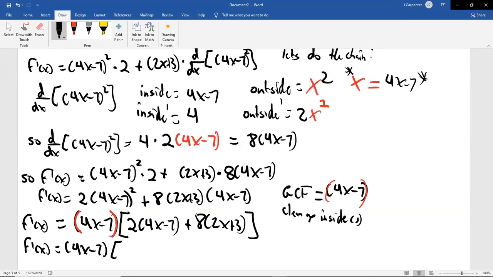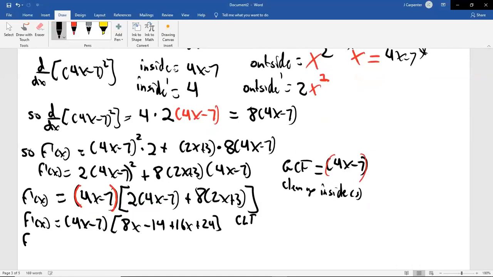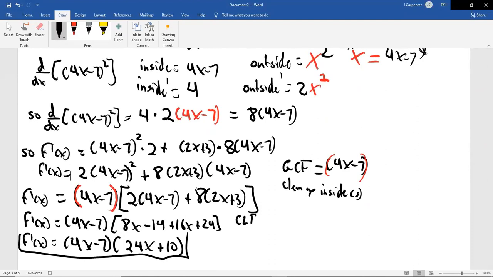So bracket, 2 times 4x is 8x, 2 times negative 7 is negative 14. 8 times 2x is a plus 16x, 8 times 3 is a plus 24. Combine like terms. And we get f prime of x is 4x minus 7 times, and I really don't need that as a bracket, so I'll go back to a parentheses. 8x plus 16x is 24x. And then negative 14 plus 24 is a plus 10. This is a much prettier version of the answer.